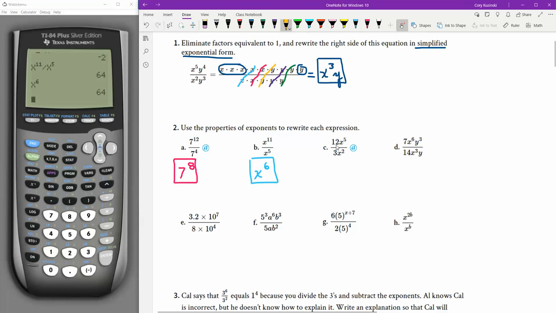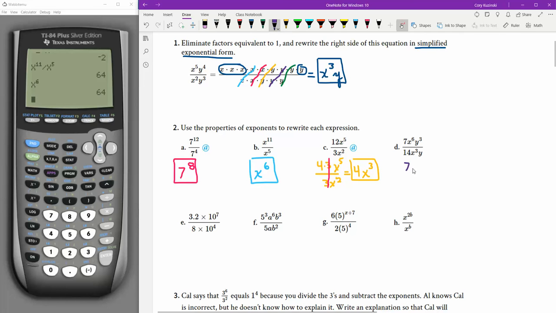All right, on this one, 12 times x to the 5th over 3x squared. The first thing I think we need to do is just remember that's 12, which can be written as 4 times 3. And then we have these common factors here. A lot of people make the mistake of doing 12 minus 3 is 9, but it's still 12 divided by 3 is 4. So this is going to be 4x cubed. 12 divided by 3 is 4. X to the 5th divided by x squared is x cubed.